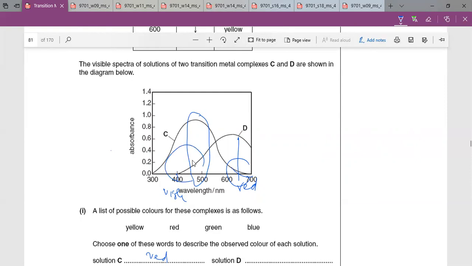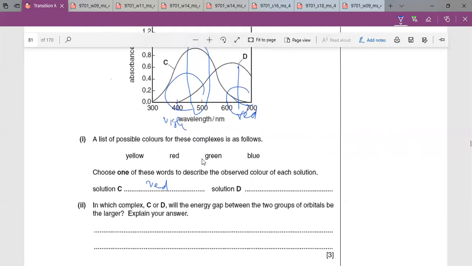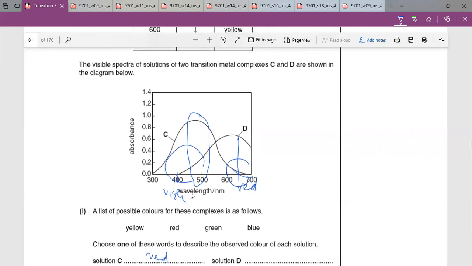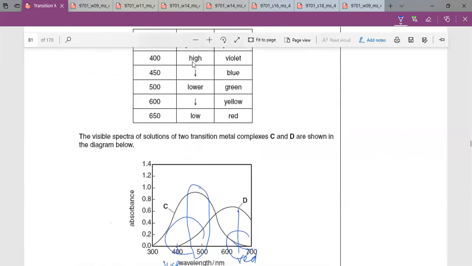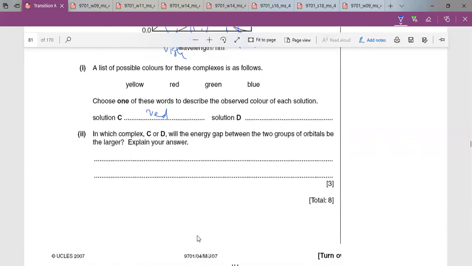And D absorbs here, and what you see is blue, or indigo. 400, isn't it? 400 here, 450, 400 here, is your violet.